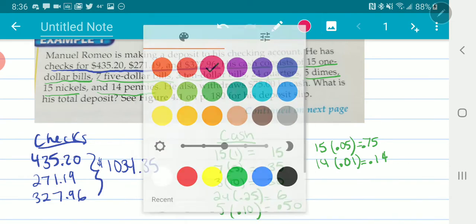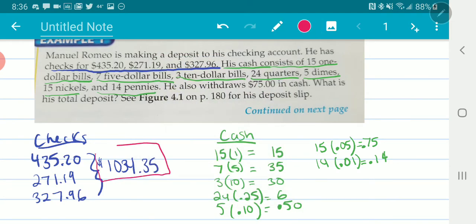So now I have all of my checks. I have all of my cash. Okay, so I'm depositing all of this, and I'm depositing all of this. So if I'm putting all that into my bank and I want to know my total, all I have to do is add it up. So I'm going to plug that into my calculator right now. $1,034.35 plus 15 plus 35 plus 30 plus 6 plus 50 cents plus 75 cents and plus 14 cents.